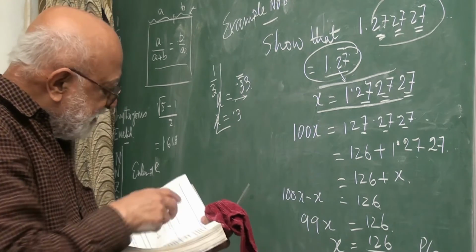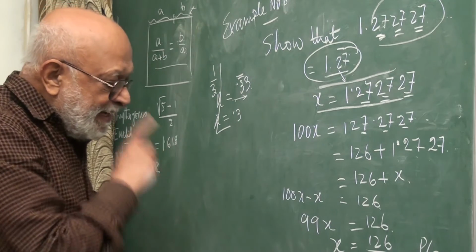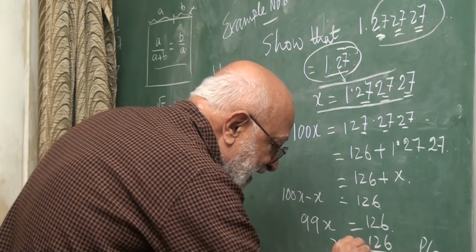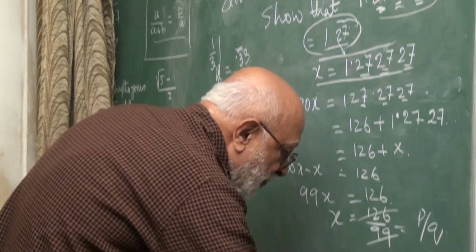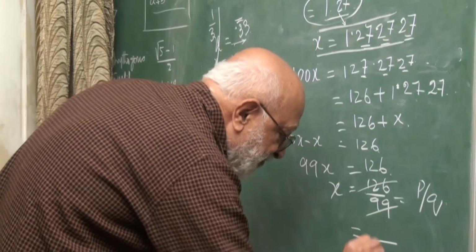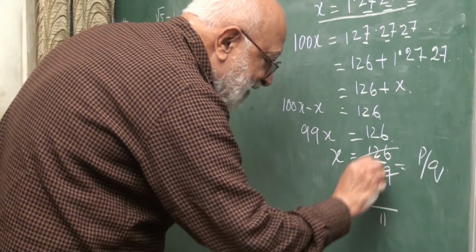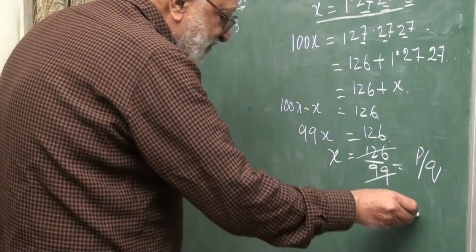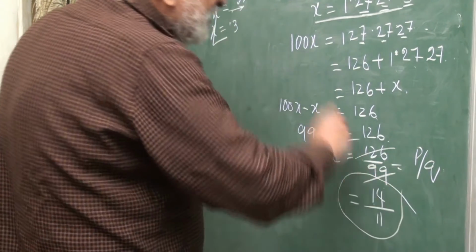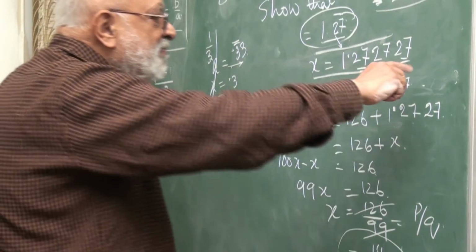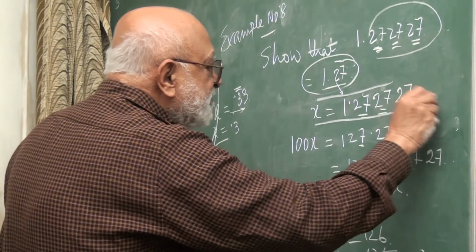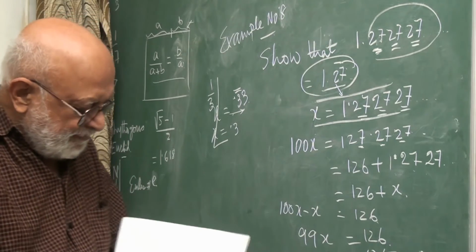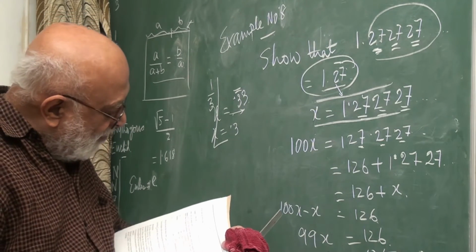Now 126 by 99, I cannot leave it like this. Why? Because you see it can be reduced to its coprime form. This will be 9 if you do this, it will be 11, and this will be 14. So this will be 14 by 11. So I have to leave it like this. But this is now a rational number, even though the decimal expansion of it is non-terminating, but it is repeating. So this is the importance of these questions.